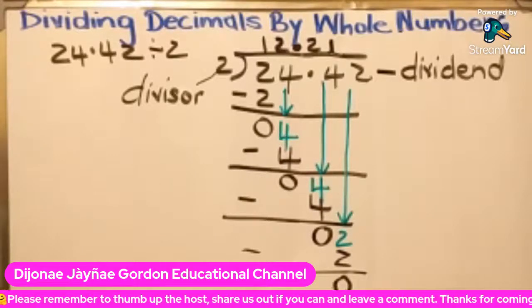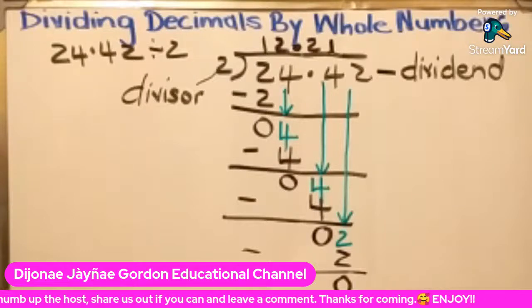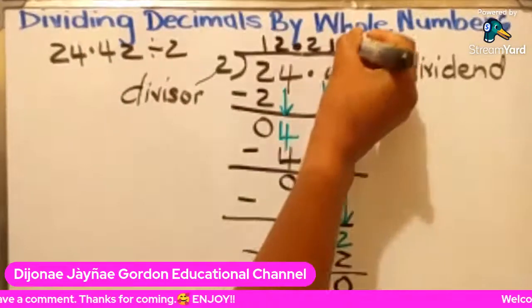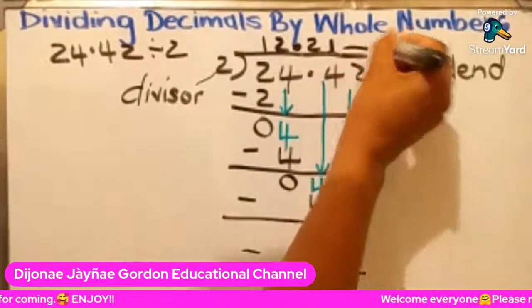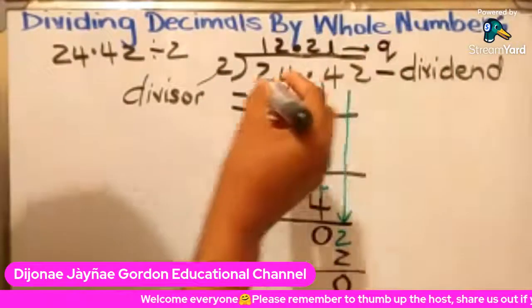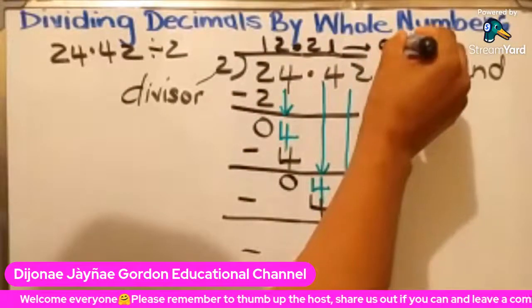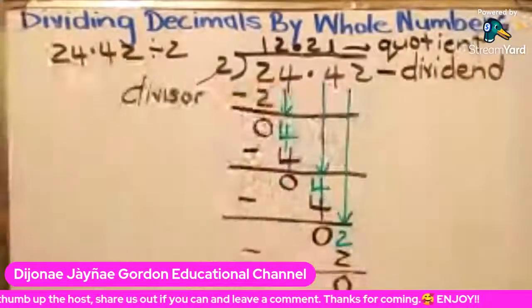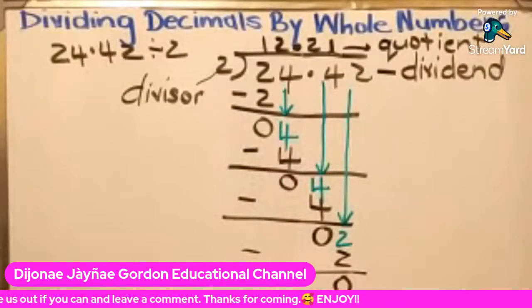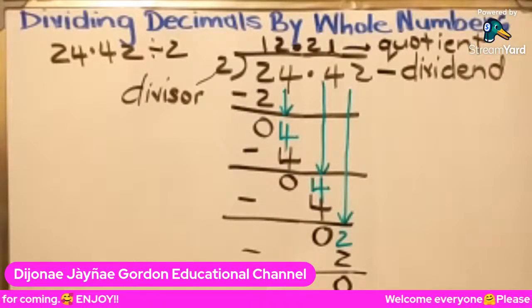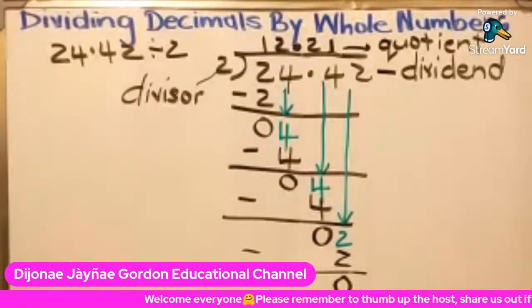And of course, what we are going to do now is check to see if our quotient is correct. And of course, this is our quotient. Our quotient is 12.21. That is our quotient. And of course, the word quotient is spelled Q-U-O-T-I-E-N-T. That is our quotient. All right. How are we going to check to see if our answer is correct? We are going to multiply our quotient by our divisor, and we are going to check to see if we get back our dividend.